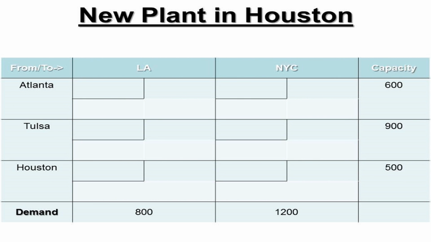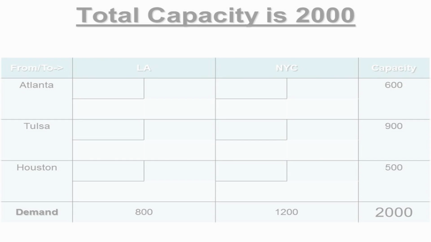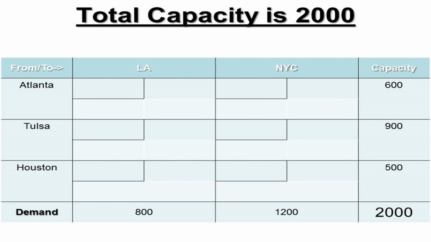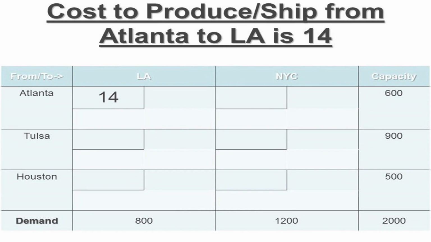So let's begin with the first one, Houston. The new plant is going to be in Houston, and the capacity will be 500. Notice the total capacity is 2,000, and so is demand. 800 plus 1200 add up to 2,000. Now if you recall, to make 1 unit in Atlanta and ship to LA, it costs you $14.